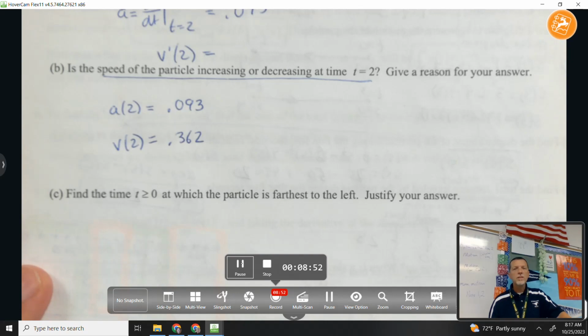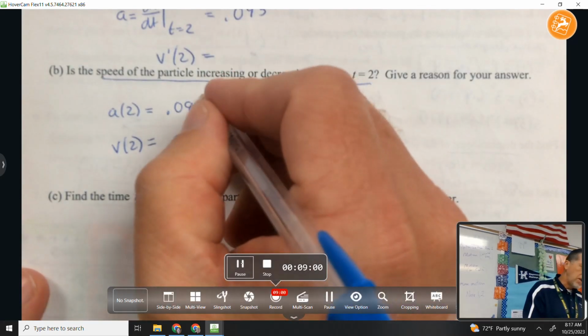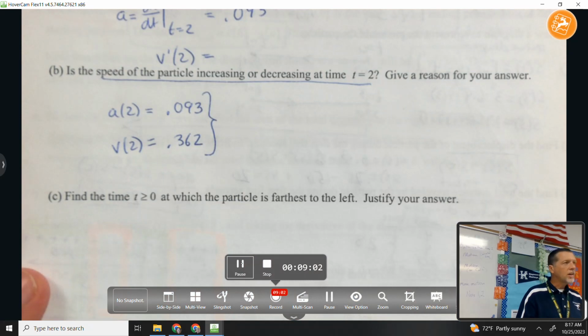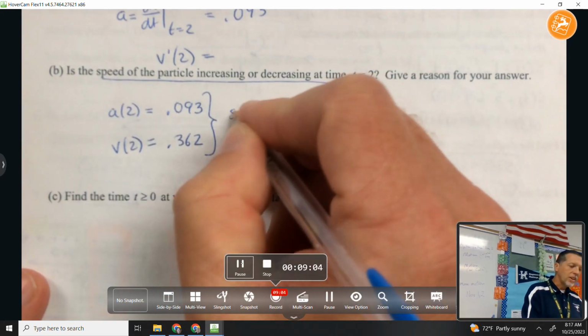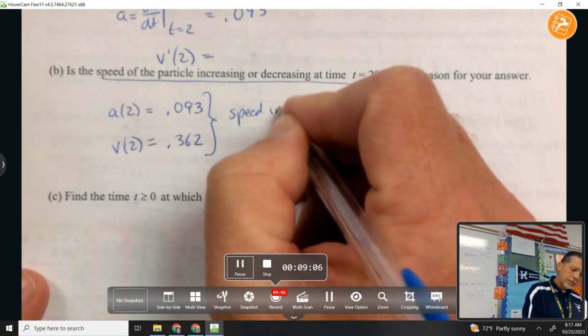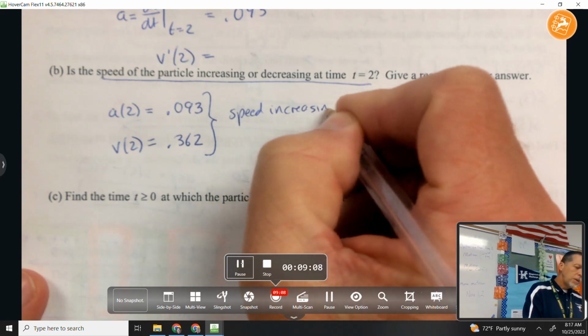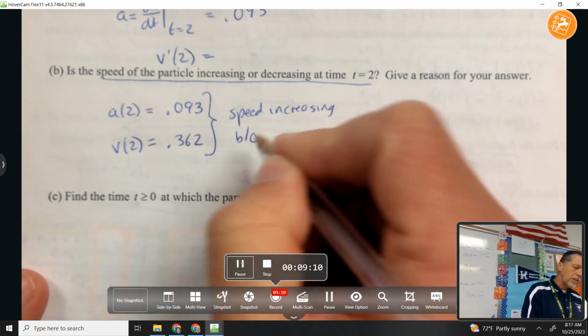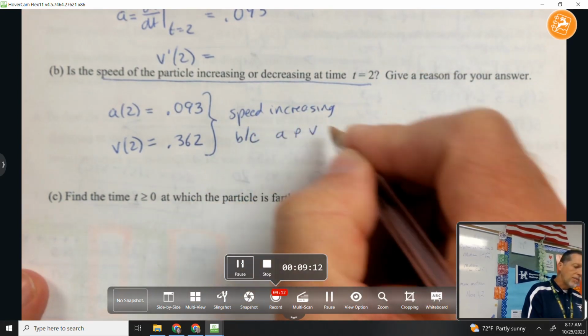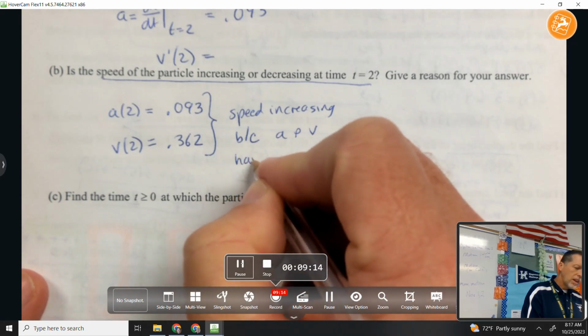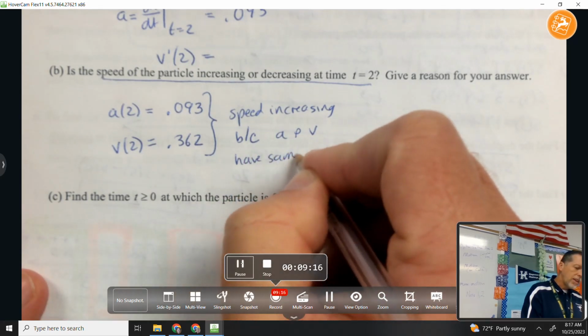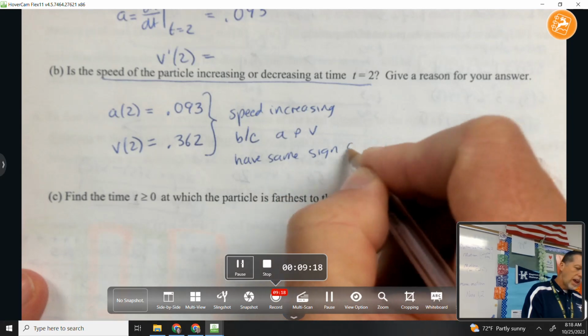So what does that mean? If A is 0.093 and V is 0.362, is the speed increasing or decreasing? Increasing. Why is it increasing? Because they have the same sign. Speed increasing, but you need to say that because A and V have the same sign at t equals 2.